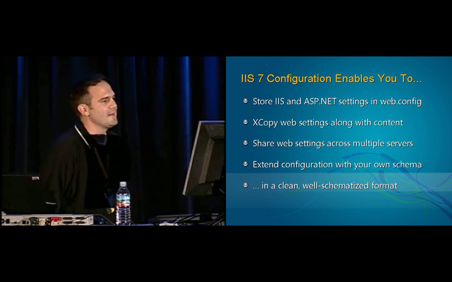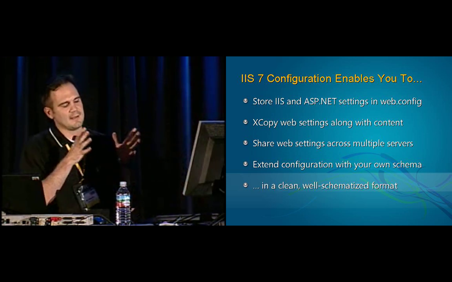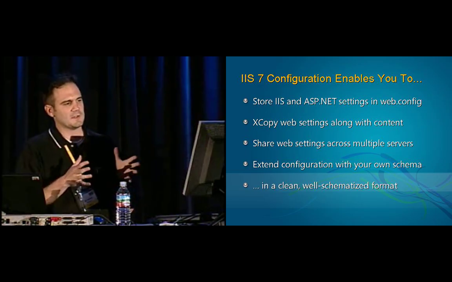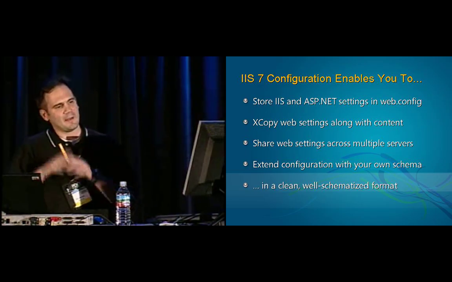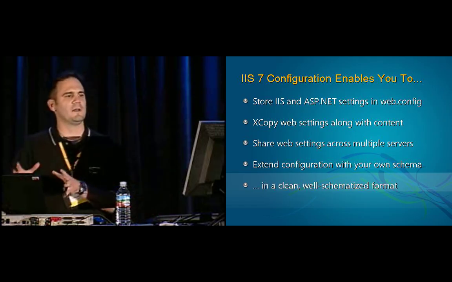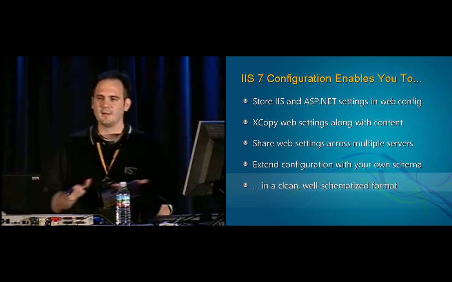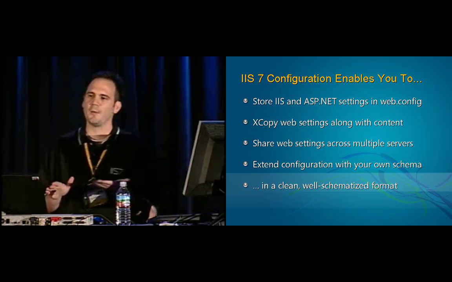So application-host.config is the global file that has things like site definitions and app pool definitions and defaults. And then all the app configuration and all the site configuration can live in a web.config file that's in the content directory. That means we have one configuration store now for the entire web platform.